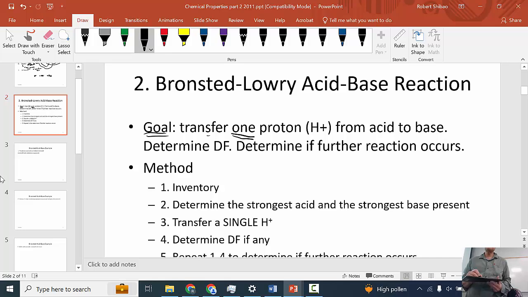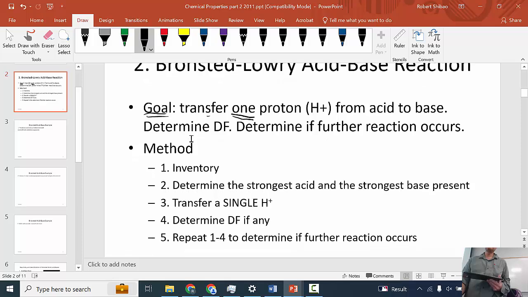From the acid to the base, and then determine driving force, and then determine if further reaction occurs. That is, if there are additional protons that could react. We'll look at those. But for us, determining consecutive steps, we're going to, most of the time, not look at that. We're just going to look at the first step.